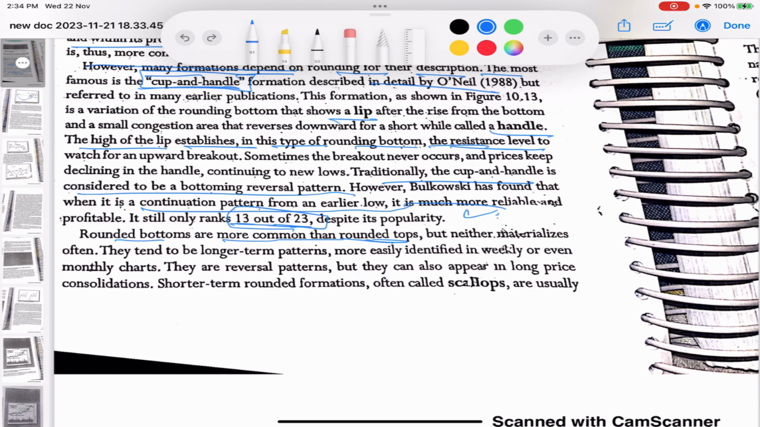Okay, but neither materializes often. They tend to be longer term patterns, more easily identified in weekly or even monthly charts. So whenever you are using the cup and handle, saucer, or bowl patterns, make sure to use them on a weekly chart or a monthly chart, because they take a lot of time to form.